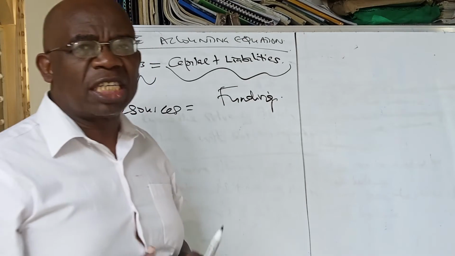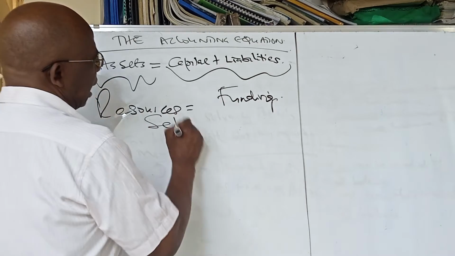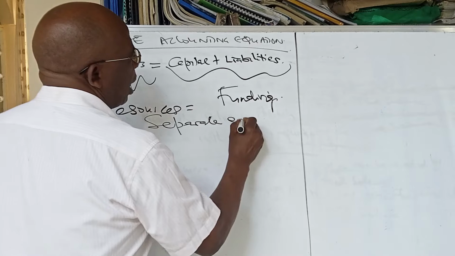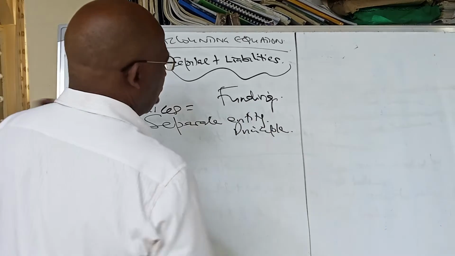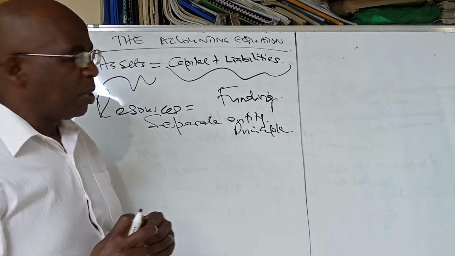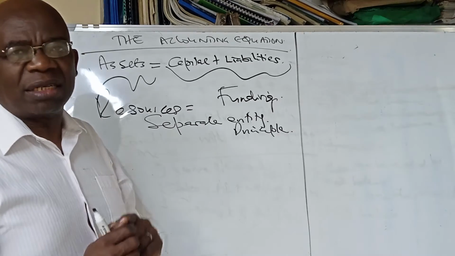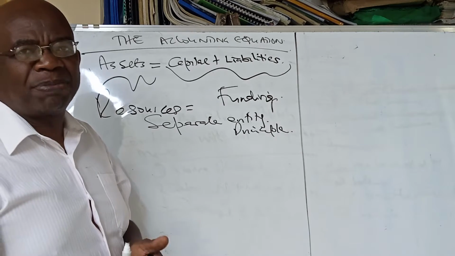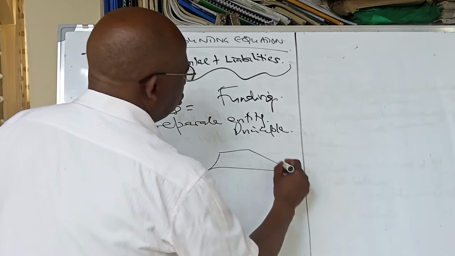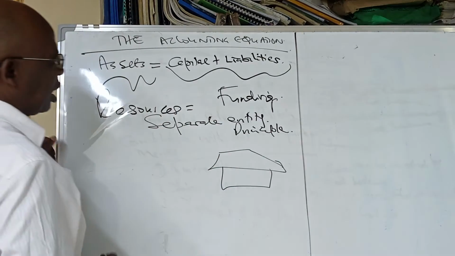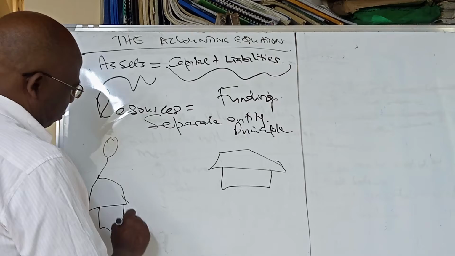Now this equation is based on an accounting principle which we call the separate entity principle. What is the separate entity principle? In the separate entity principle, we say that the owner and the business are two separate persons, and anybody else. So I like saying, if you assume that this is the business, and this is the owner of the business.